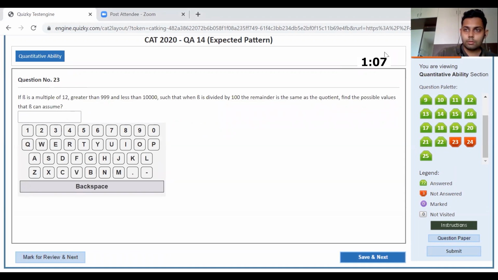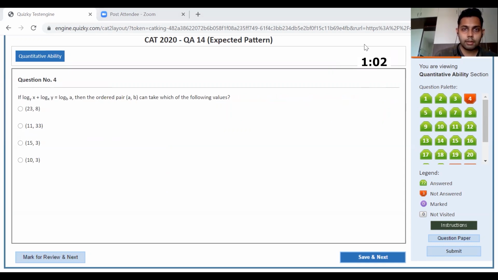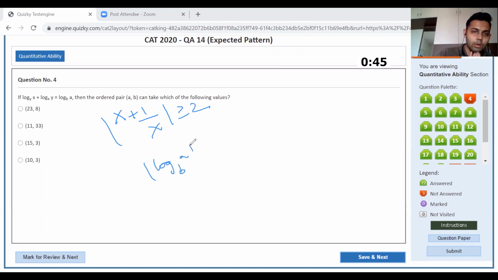Okay. So these are little long sums for this much time. I'll just give this a try once. Log yx, log xy. Okay, so let's assume this is x. So this will be plus 1 by x. And I know the mod of this is greater than equal to 2. Okay. So log BA mod is greater than equal to 2. So one case can be log BA greater than equal to 2, log BA less than equal to minus 2. Something like this.